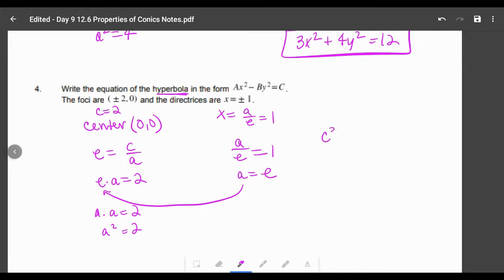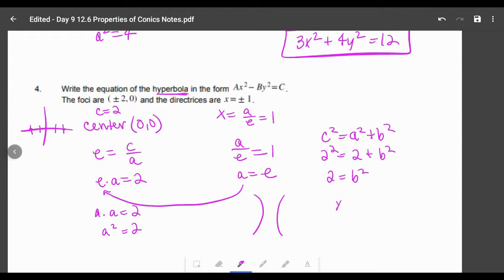So for a hyperbola, it's c squared equals a squared plus b squared. And that gives me 2 plus b squared equals 2 squared. So 4 minus 2 is 2, and then b squared must also equal 2. So if I do my hyperbola equation, since my focal points were at 2 and negative 2, I know that my hyperbola is going to open right and left. So I want to start the equation with x squared, and then subtract y squared and equal it to 1. a squared is 2, and b squared is 2.